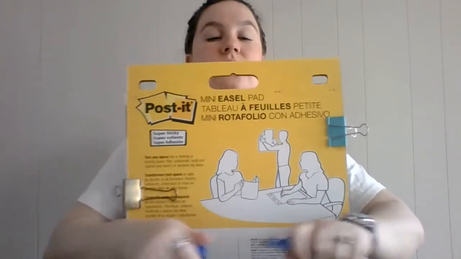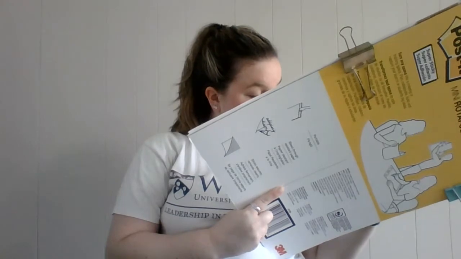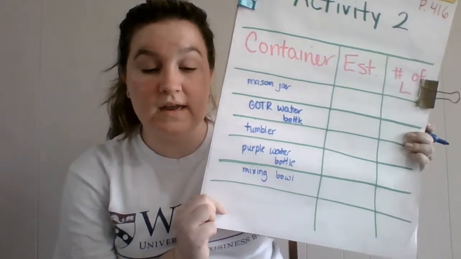So my containers, I have a mason jar. I have a Girls on the Run water bottle. I'm going to label it GOTR for Girls on the Run. I have my tumbler, the black and red. I have my purple water bottle. And I have my mixing bowl. Okay. Here are my container names.